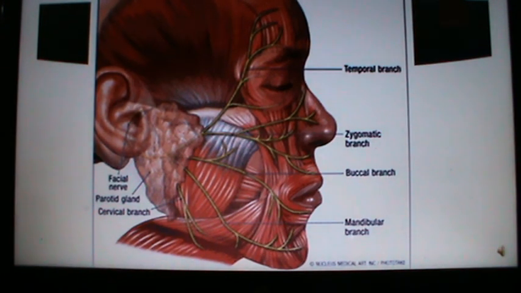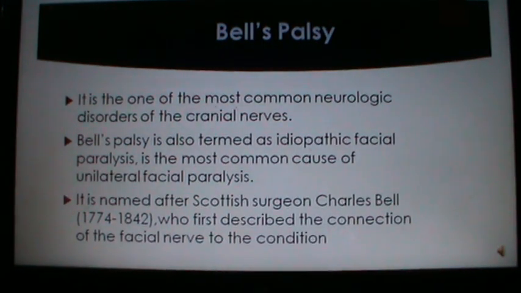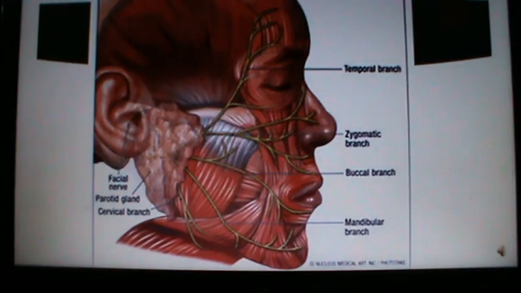You can see in this diagram that the 5 branches of the facial nerve are present. The upper one is the temporal. The next one is the zygomatic branch. The third one is the buccal. The fourth one is the mandibular. And the fifth one is the cervical branch.